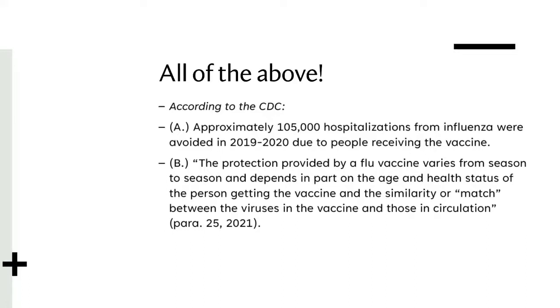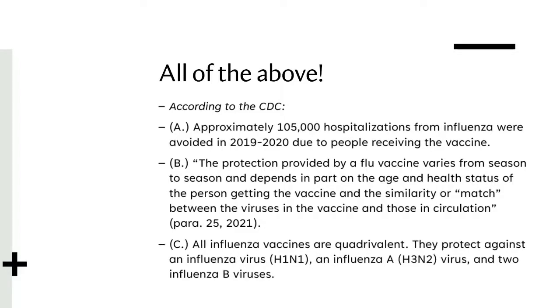to season and depends in part on the age and health status of the person getting the vaccine and the similarity or match between the viruses in the vaccine and those in circulation. C is also correct. All influenza vaccines are quadrivalent. They protect against an influenza A H1N1 virus, an influenza A H3N2 virus, and 2 influenza B viruses.